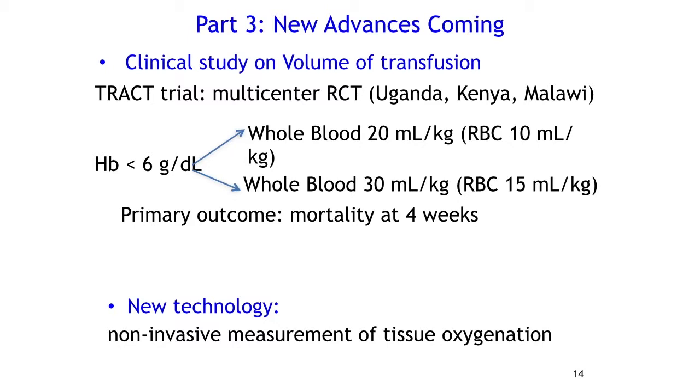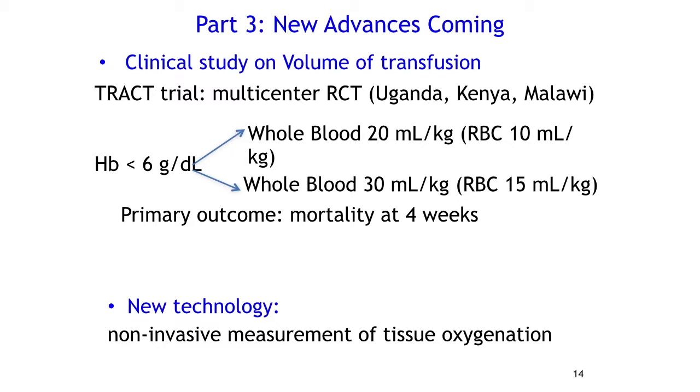What is coming up in regard to transfusion in children? There is a study that is looking at volume. We have already seen from the guidelines of the WHO that there are gaps, especially in regard to volume. Currently, there is a clinical trial. It's called the TRACT trial. It's a multi-center study in Uganda, Kenya, and Malawi. Kenya has not yet started enrollment. In Uganda, there are about 3 centers, Mulago, Mbale, and Soroti. Malawi is quite ahead of Uganda, but we hope Kenya will start enrollment.